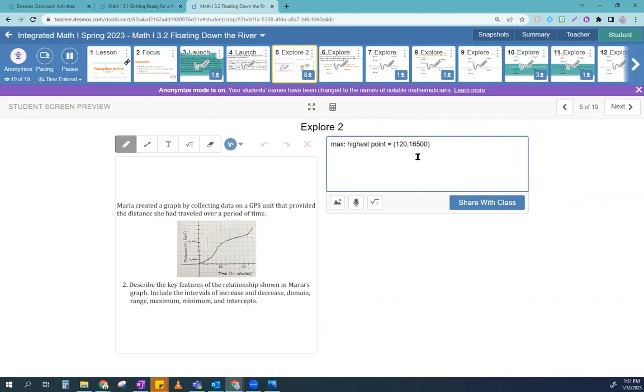anything in the context. So here, this literally means at 120 minutes, she had already traveled 16,500. Does anybody see the minimum? Yeah, very good. What's the minimum? 0, 0. Very good. 0, comma 0.